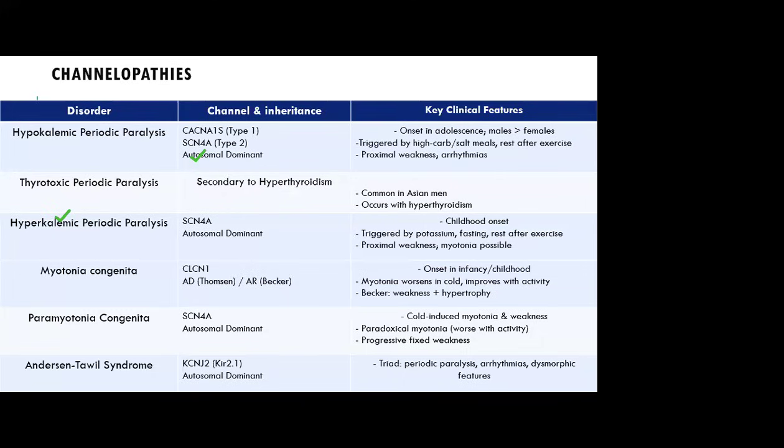We have two forms, autosomal dominant and autosomal recessive. Autosomal dominant is Thomsen and the recessive is Becker. And paramyotonia, as mentioned earlier, is a sodium channelopathy. Then Anderson-Tawil is due to a potassium channel mutation. It has a typical triad of periodic paralysis, arrhythmias, and dysmorphic features.